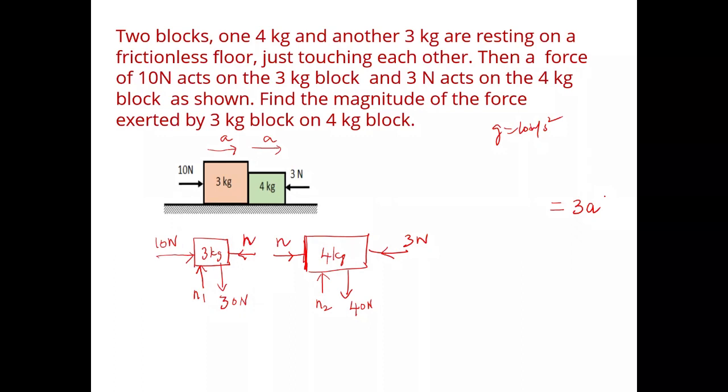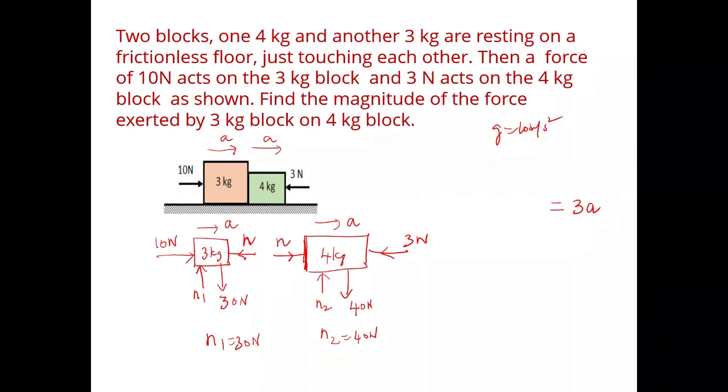Okay. So I'm not going to worry about the vertical force. N1 is equal to 30 newton. That is not asked. N2 is equal to 40 newton. They are equal and opposite. There is no motion on the vertical side. So now if you consider the 3 kg block, it is going to have acceleration a in this direction. The 4 kg acceleration is also a. They are connected, they will move with a common acceleration. So what will be a?